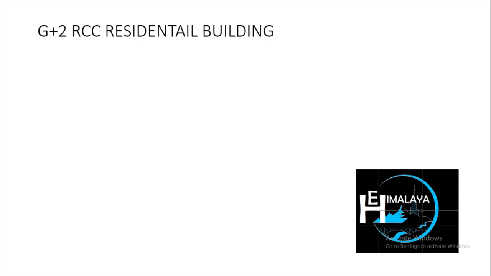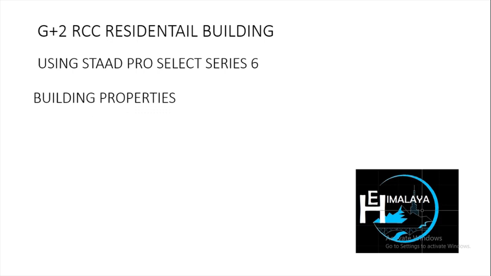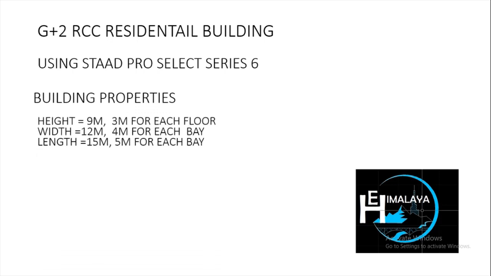Let us design a G+2 RCC residential building using Staad Pro Select Series 6. First of all, let us assume the building properties. Let the height be 9 meters, width 12 meters and length 15 meters.